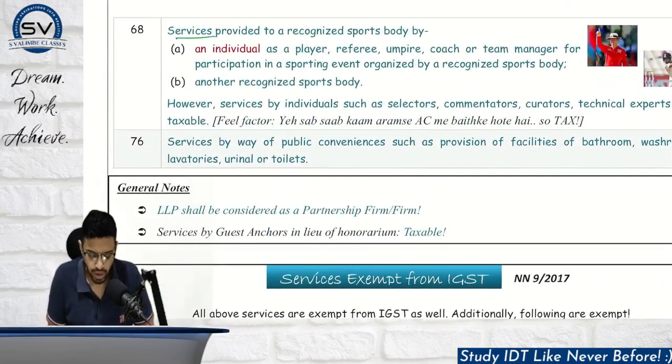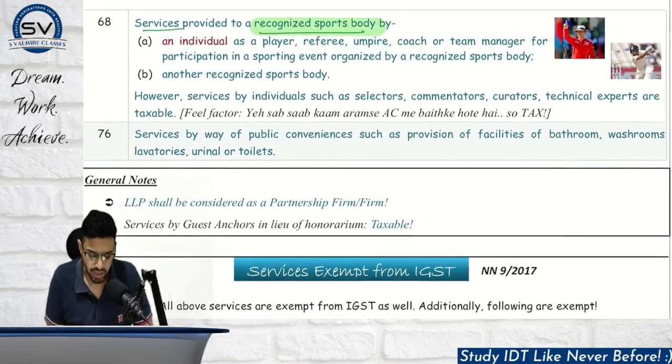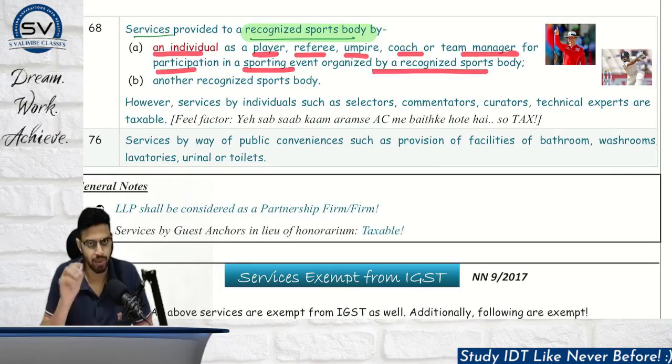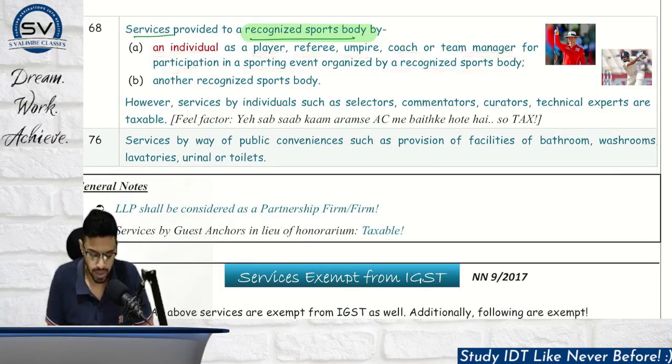Services provided to a recognized sports body. Recognized, you can read on in the ICM material, but not very important to learn. You will fairly understand whether it is recognized or not. So which services are covered by an individual as a player, referee, umpire, coach, manager for participation in a sporting event organized by that body. You have to learn this list properly. Player, referee, umpire, coach or team member.